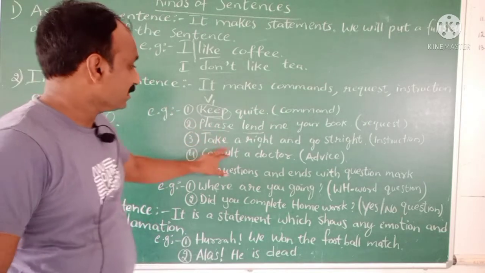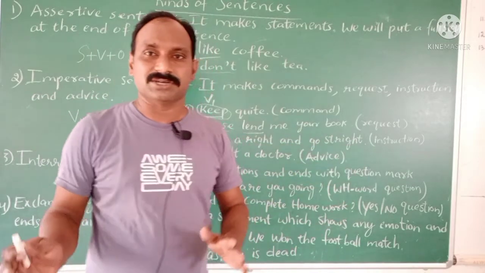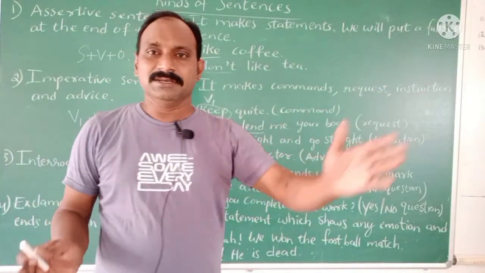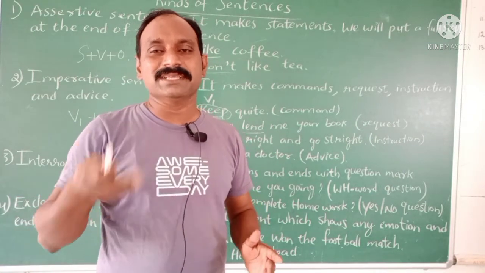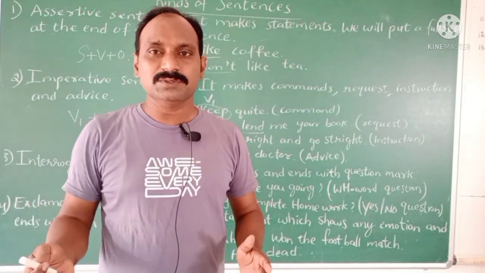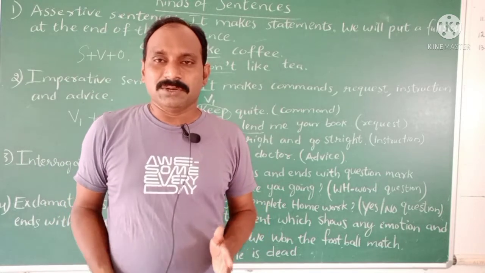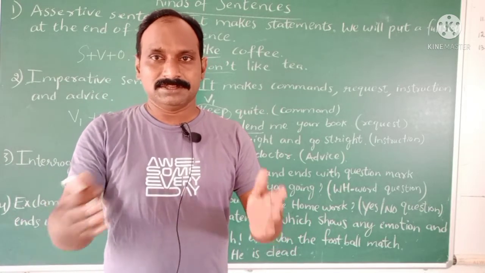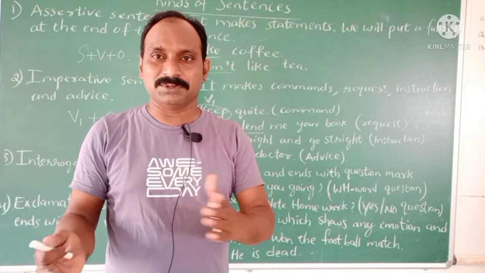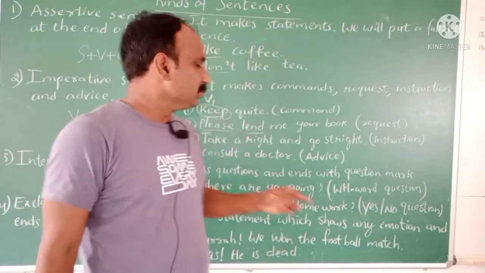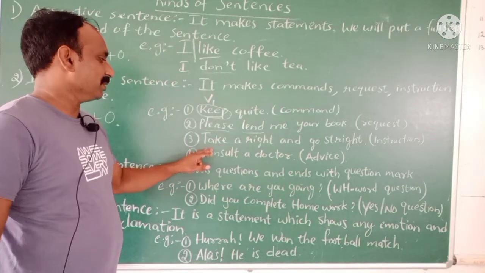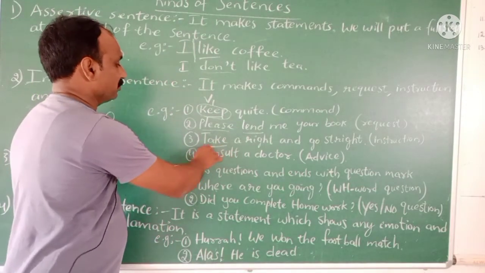Now let us see, take a right and go straight. That is the instruction. Go there, go here, do your homework whenever you are free. So something like that. Instructions. In schools we give instructions. Go in a line, stand properly, do your work properly. So those are the instructions for us to follow. All those instructions are coming here. Now instructions also start with verb 1.